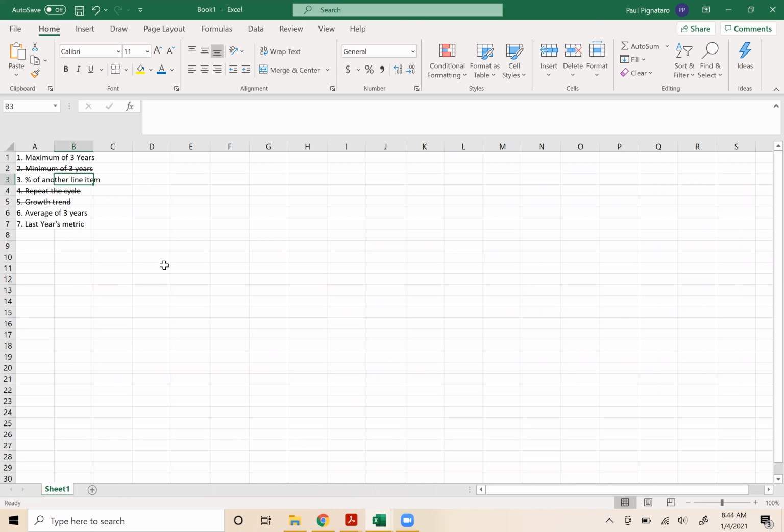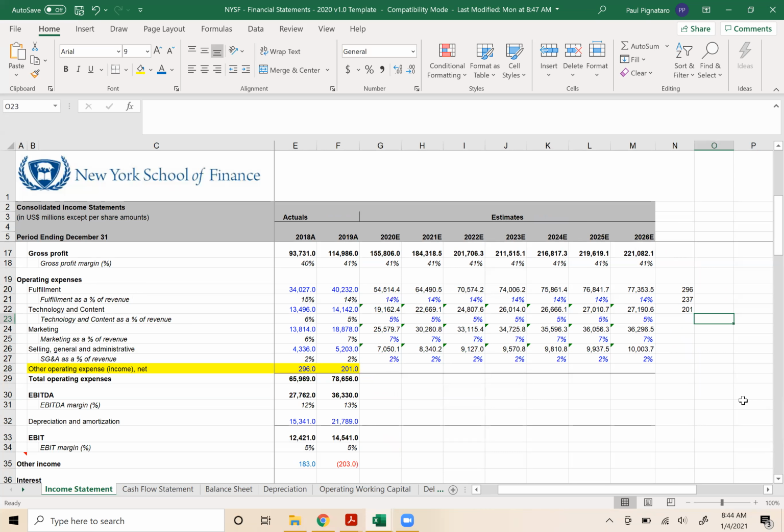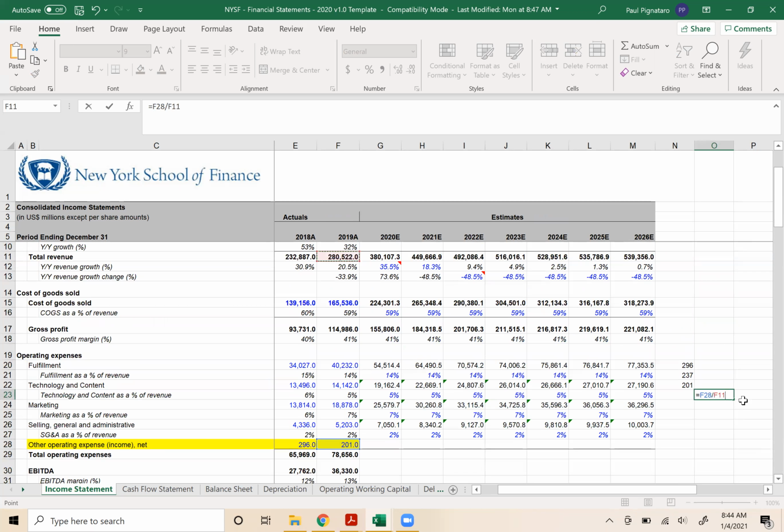And then let's say percentage of another line item. Let's say if we did percentage of revenue. I'm just going to do quick math on the side. So if I took 201 as a percentage of revenue, okay, and I applied that to next year's revenue, what would that give me? 272. Oh, well, okay. So my point is, I could have done all the research in the world, and it would have led me to one of these methods.